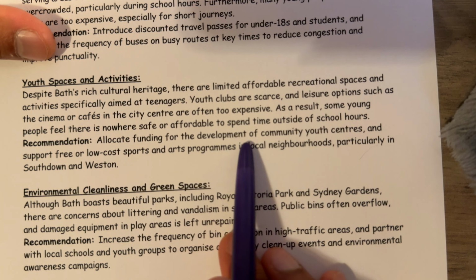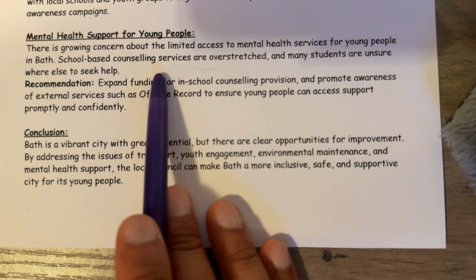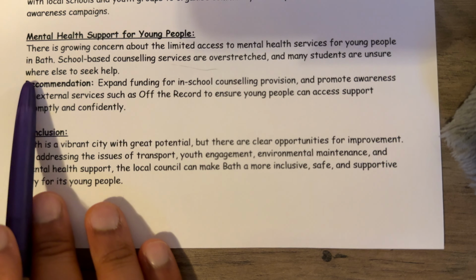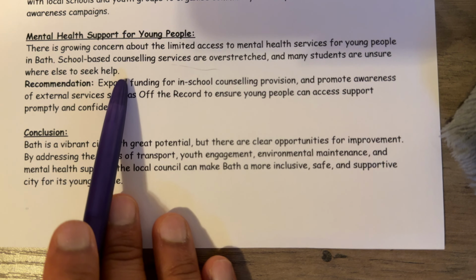You might have a fourth recommendation or a critique. You might say there is a growing concern about the limited access to mental health services for young people. Elsewhere in Bath, school-based counselling services are overstretched and many students are unsure where else to seek help. This is quite a topical issue in society at the moment. You might want to include this here for a report about critiquing society, local areas. The recommendation here from this report is to expand funding for in-school counselling provision and promote awareness of external services such as Off the Record to ensure young people can access support promptly and confidently.